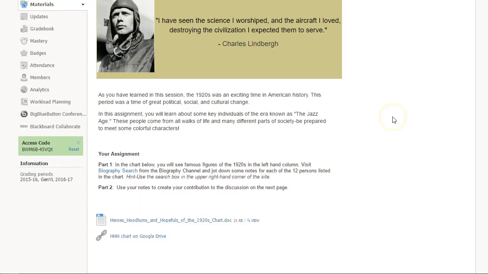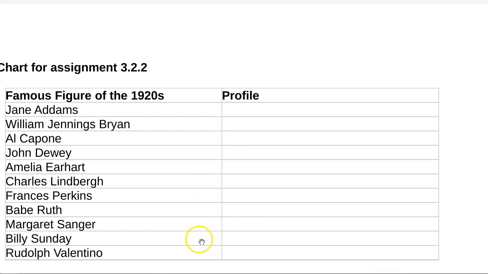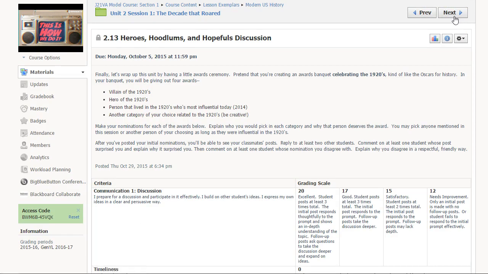And then what they were doing is researching some of the key figures from the 1920s. There is a chart here that structures that for them, of who some of those figures are, and they jot down a few notes about them because on the next page, we're doing an award ceremony for the 1920s. And so this is a discussion board, and the students had to decide who they were nominating for this celebration of the 1920s.